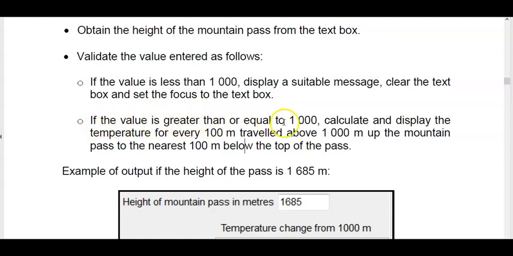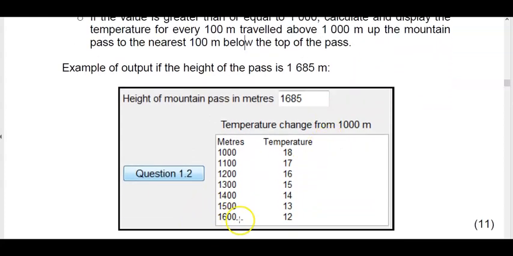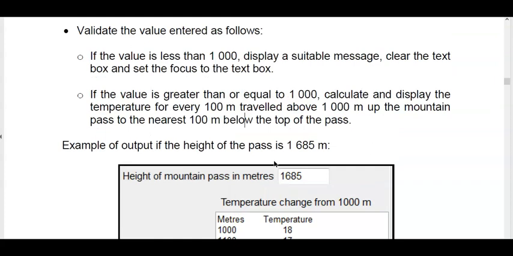If the value is greater or equal to 1,000, then only do you calculate and display the temperature for every 100 meters traveled above 1,000 meters up the mountain, to the nearest 100 meters below the top of the pass. So if they enter 1685, it should stop at 1600 and your degrees Celsius should be 12. But important that we are starting at 1,000 with 18 degrees Celsius as our starting point. You press pause and try it yourself.